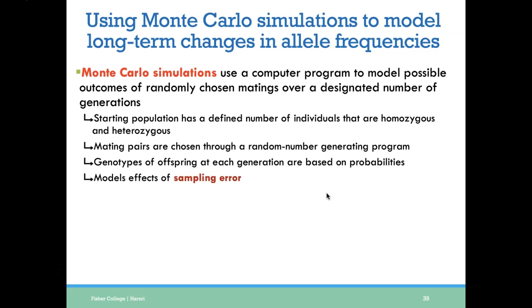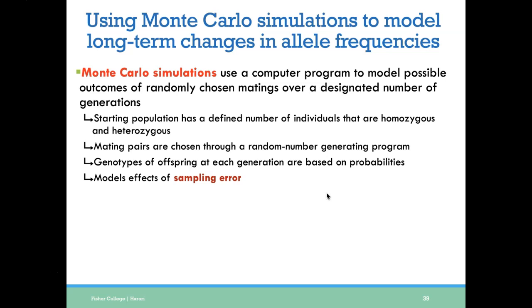This again will model the effect of sampling error because it's all random. It's all probabilities. You would have to do multiple Monte Carlo simulations to see all the possibilities and all the deviations that could come out of the different probabilities. Again, this is a way to model all the different possibilities.